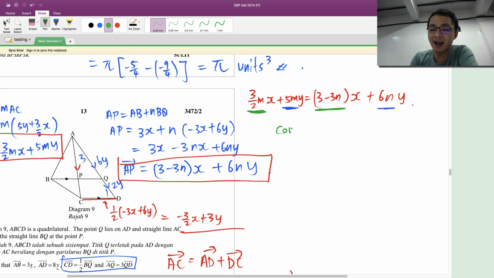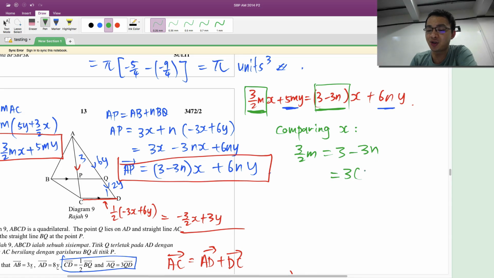So let me compare x first. The x term here, 3 over 2 m, equals 3 minus 3n. I will simplify this by factorizing out 3: 1 minus n equals 3 over 2 m, and then I divide by 3, so 3 and 3 simplify. This is half m, sorry, equals 1 minus n. So maybe I make m the subject: m equals 2 minus 2n. I call it the first equation.